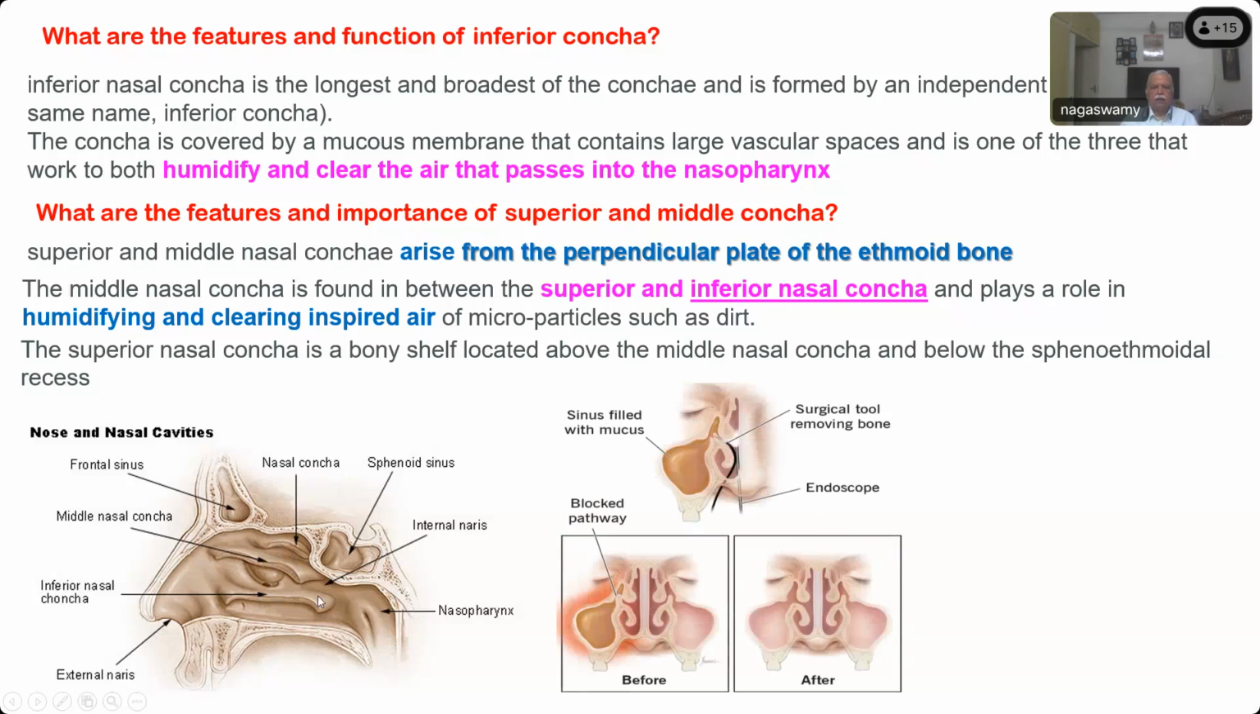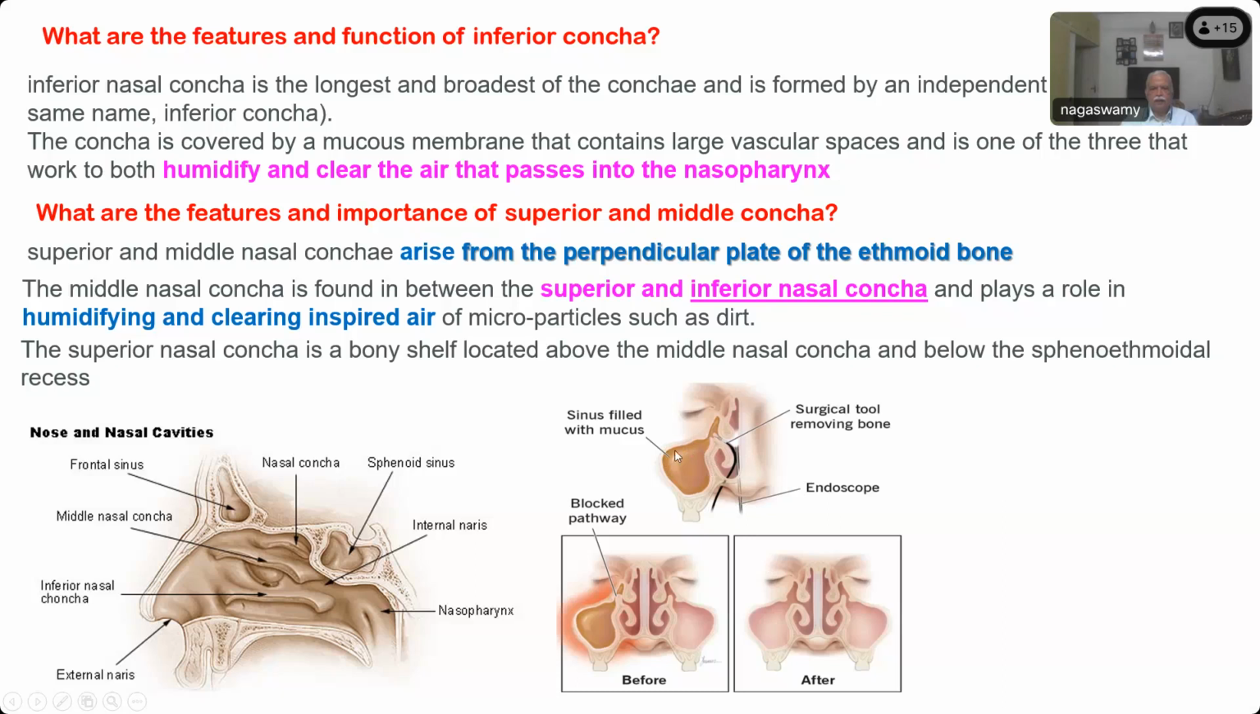So now I have shown a picture of some surgical procedure being done. What is this surgical procedure being done here? Functional endoscopic sinus surgery, on the right side. Yes, very good. You can see the name endoscope written here, so an endoscope has been used.